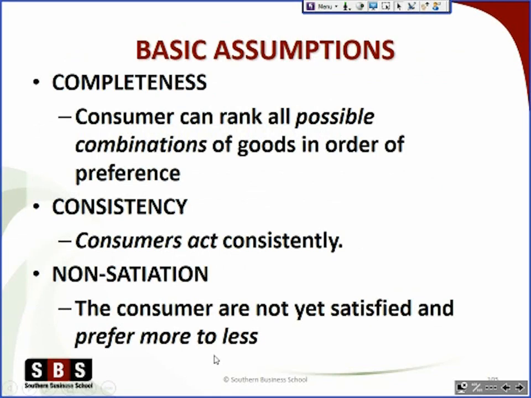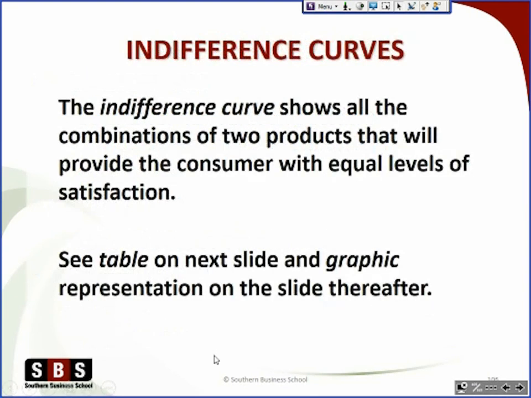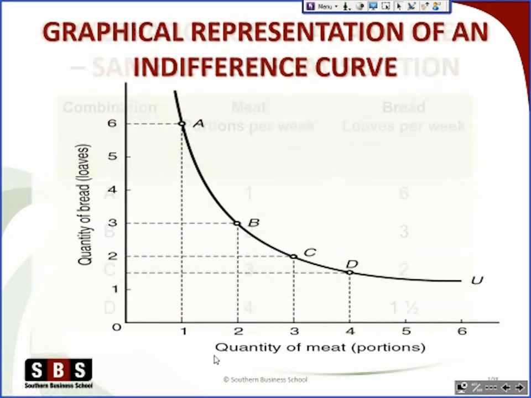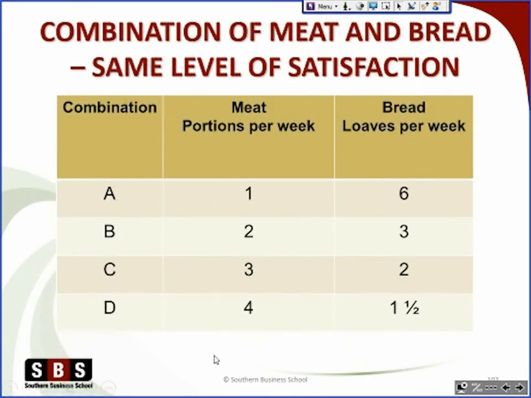This wasn't asked. So just read through this. But you've got to know the definition. It shows all the combinations of two products that will provide the consumer with equal levels of satisfaction. Obviously, this is just for consumers, where the PPC curve was for producers. So this is just for consumers. So that's the definition.